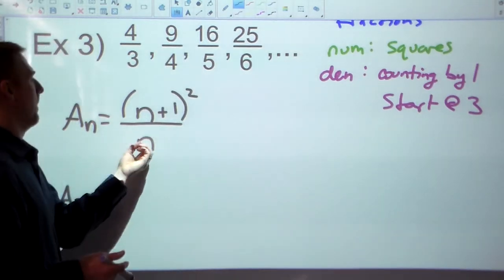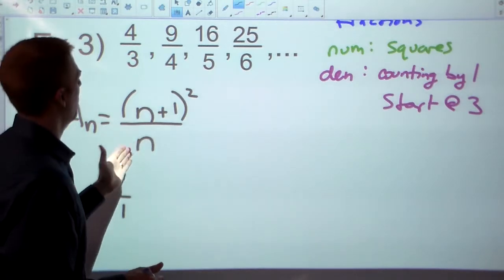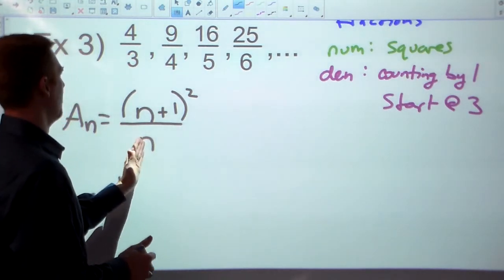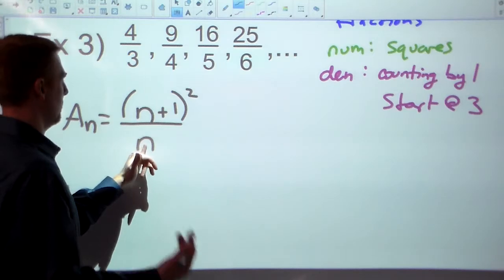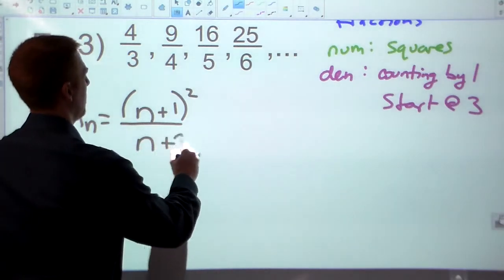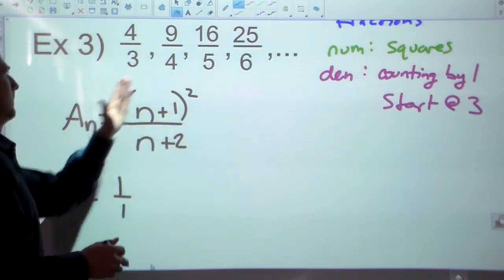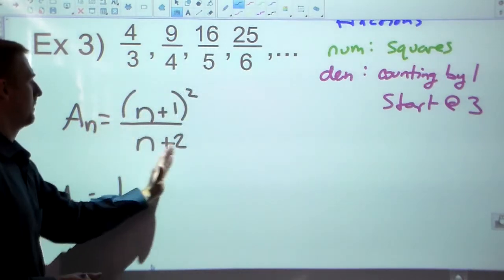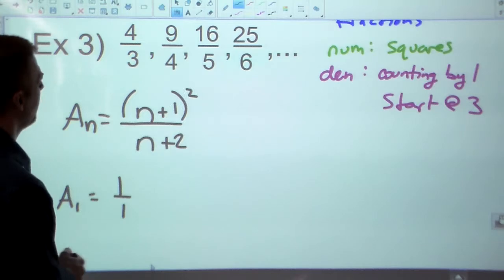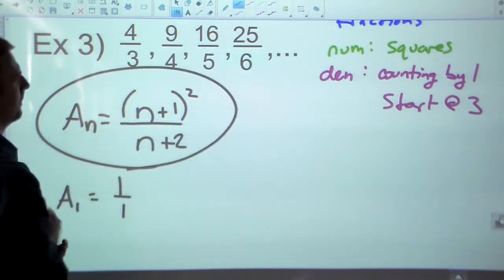I also want this thing to count by 1, so I like the n, but I want it to start at 3 instead of 1. So when I plug in 1, it starts at 1. Let's just add 2 more to that. And that's probably going to hold too, because I plug in 2 here, this is now 4. Plug in 3 for the third term, it's now 5. So that seems to be holding, and I'm pretty happy with that formula.